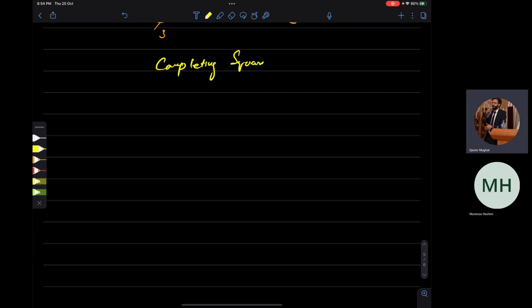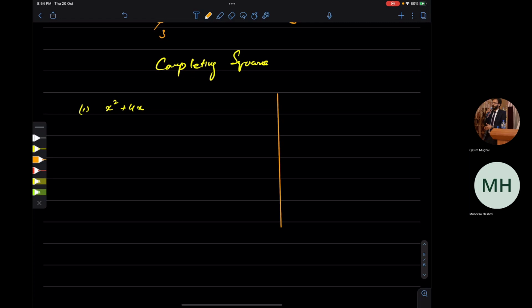Completing the square. Now, you have a question, x squared plus 4x. Just a quick recap, you will always do this. I'm going to write down a general ax squared plus bx plus c.